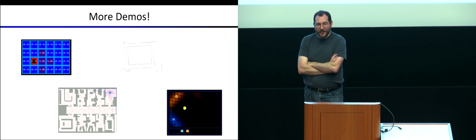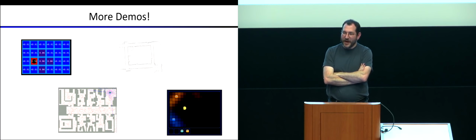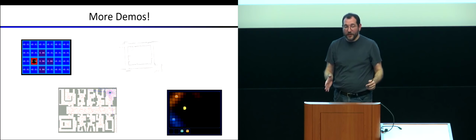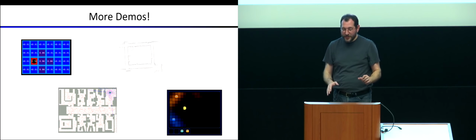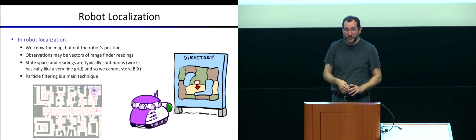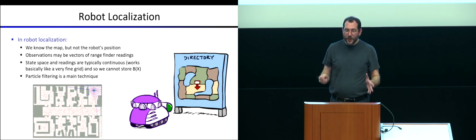Okay, let's start again and see some demos of what this looks like in practice. Most of the demos we're going to see now are robot localization demos in one way or another. Sometimes the robot will be a ghost in Pac-Man. In robot localization, you imagine you know the map, but you don't know the robot's position.